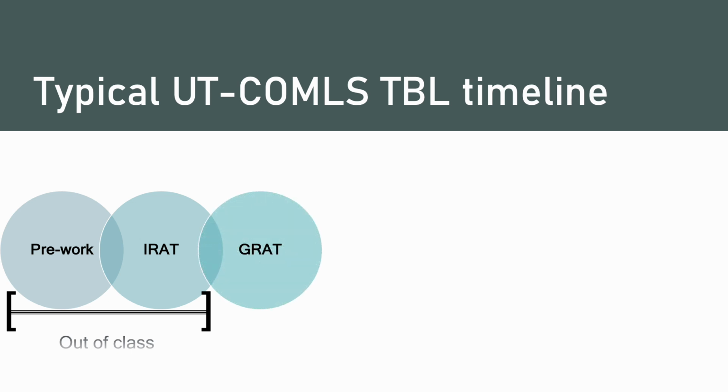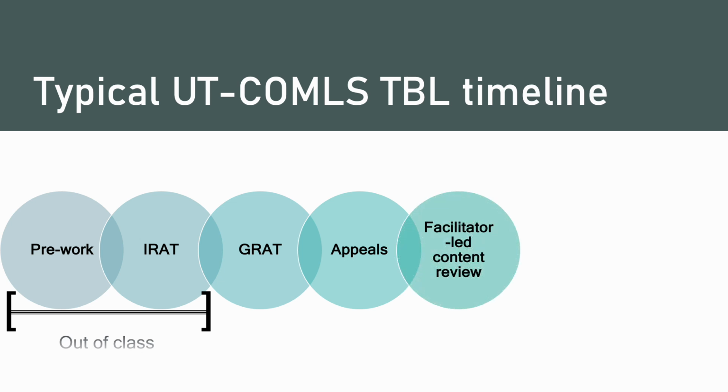The GRAT, or the Group Readiness Assurance Test phase, is another quiz of 10 or more multiple choice questions, and this is going to be taken in class with your TBL team. There's going to be a lot of discussion and consensus building within the team as answers are arrived upon for the various questions. Then we move on in class to the appeals, and this is an opportunity to appeal one question that your team may have marked incorrectly on the GRAT. Appeals follow a specific format, they're submitted in class, and importantly, they're only granted on a per-team basis, not for the entire class.